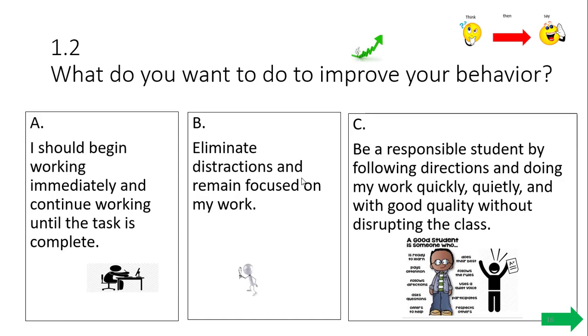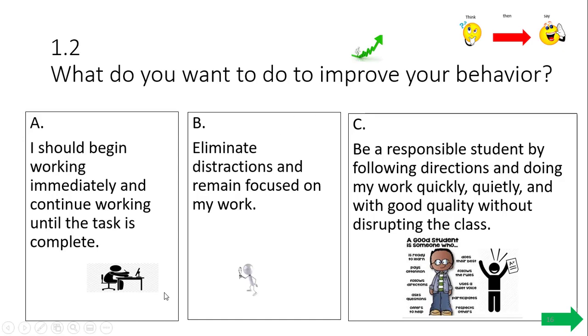All right, 1.2. What do you want to do to improve your behavior? Which one do you think that you should choose here? Begin working immediately and continue working until the task is complete. Make sure your eyes are on the screen and you're looking for the symbol. Eliminate distractions, remain focused on work, or be a responsible student. Isaiah, make your selection now, A, B, or C.